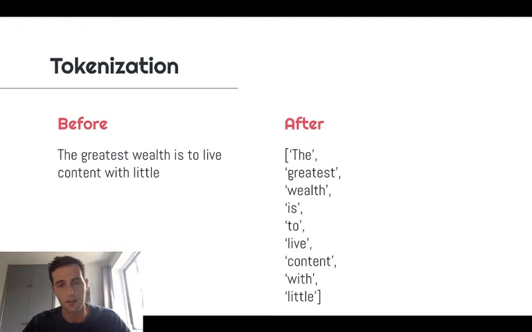Tokenization is something that's nearly always worth doing, in terms of taking a sentence or a paragraph and breaking it down into individual tokens. So in this case, I'm doing word tokenization. I'm taking this sentence, "the greatest wealth is to live content with little," and I'm splitting it on every space and creating an array around that. That's important because it means now, in this case in Python, I can iterate over that array. I can do counts, and I'll show you some statistical models you can build around that in a minute.